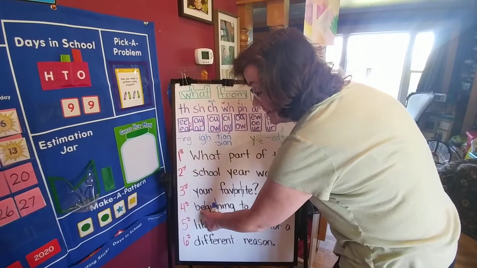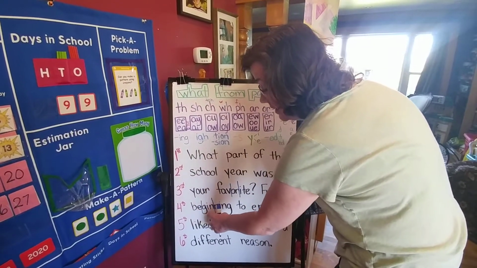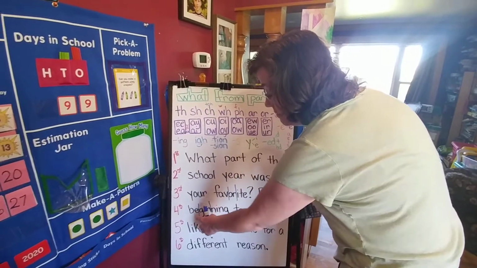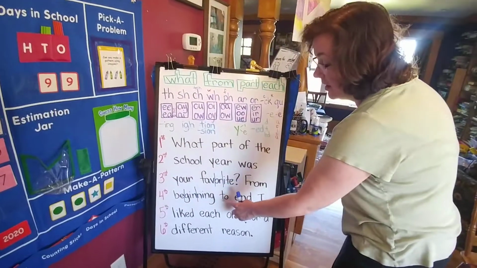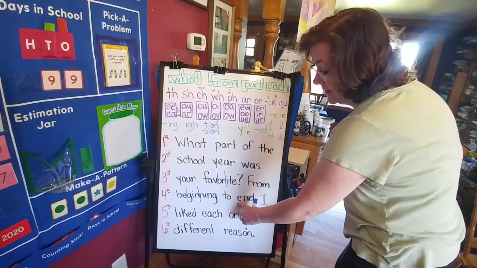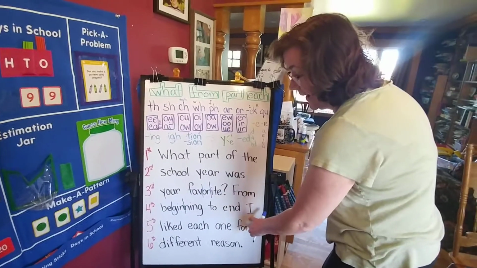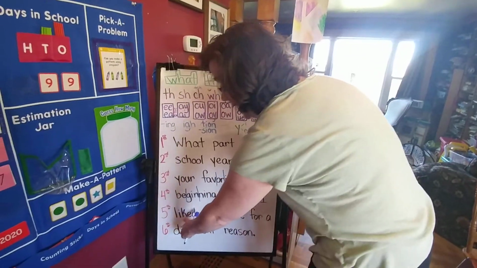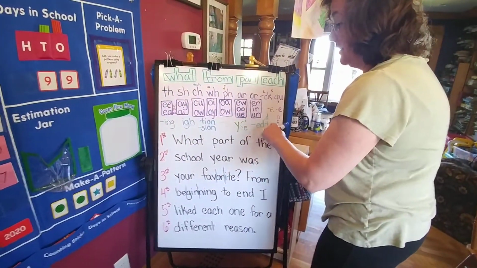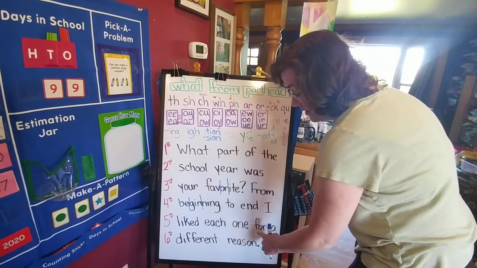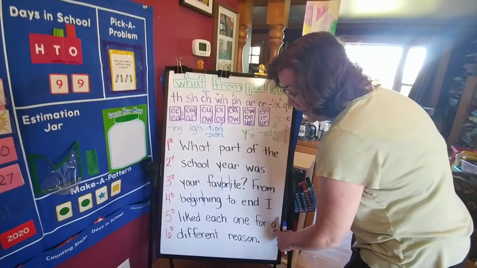Oh, I see an ing. I see the sight word be. Be, g, in, begin, ing. Beginning. Sight word to. Sound it out. End. I. Sight word like. Oh, with a D on the end. Liked. Sight word each. Sight word one. Sight word for. Sight word a.